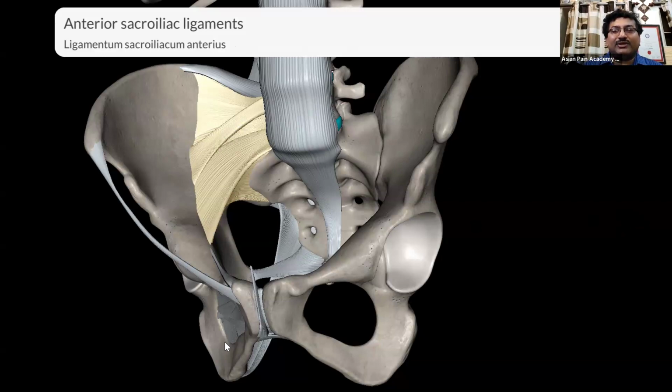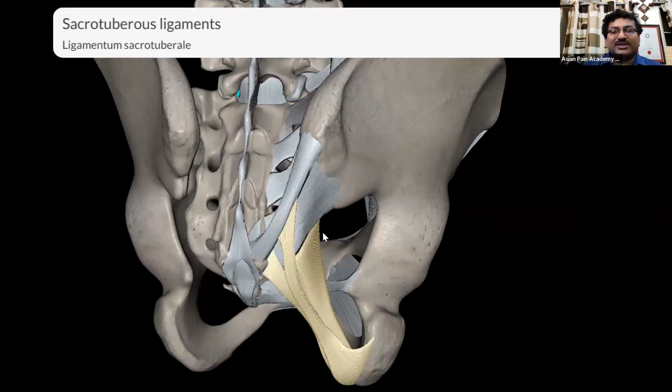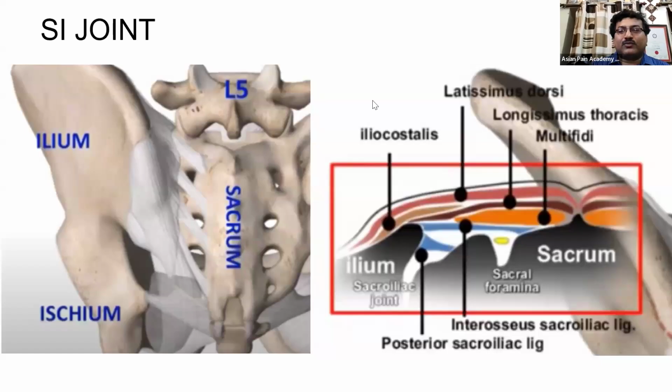Anteriorly, we have the anterior sacroiliac ligaments, but definitely we cannot go in this area because it is inside the pelvis. We have to enter from the posterior area. Posteriorly, we have the posterior sacroiliac ligaments, then the sacrotuberous ligament and the sacrospinous ligament. All of them increase the stability of the sacroiliac joint. Now, while we are going inside the sacroiliac joint, it is very important to remember that the joint lies just behind the posterior superior iliac spine.